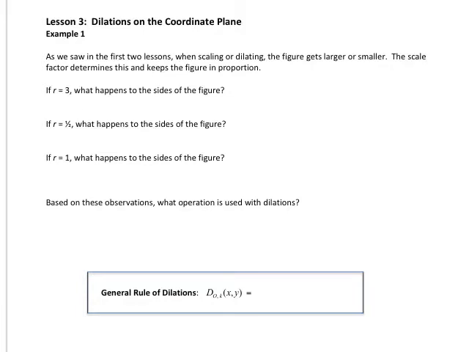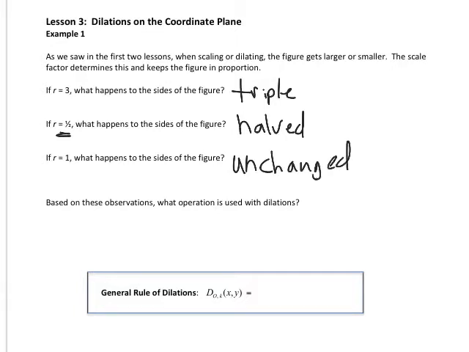So if my scale factor r is 3, what happens to the sides of the figure? And hopefully you'll say, well, they're going to triple, right? Each side is going to triple in length. Everything gets multiplied by 3. If my scale factor were 1/2, then they would be halved. All the sides are cut in half. And then what happens if r is 1? If my scale factor is 1? And hopefully you realize that all the lengths remain unchanged, so they don't get bigger or smaller.